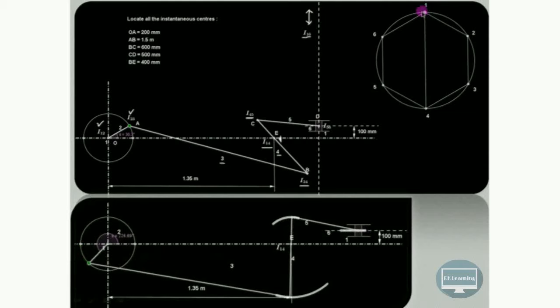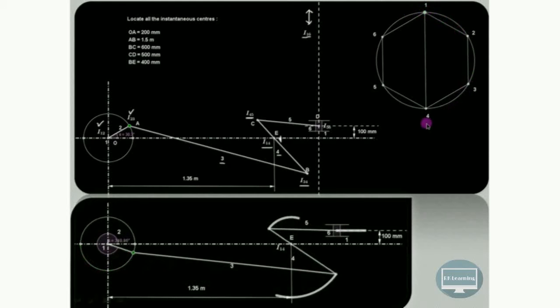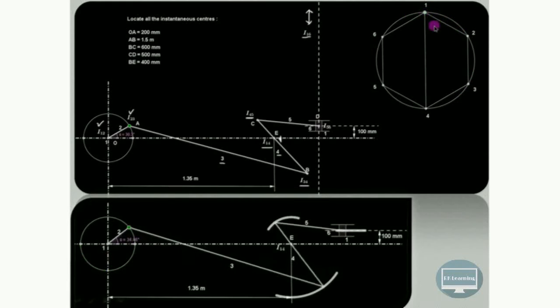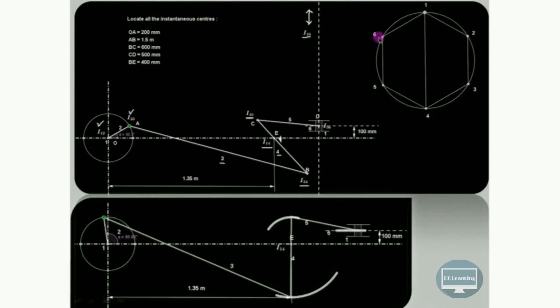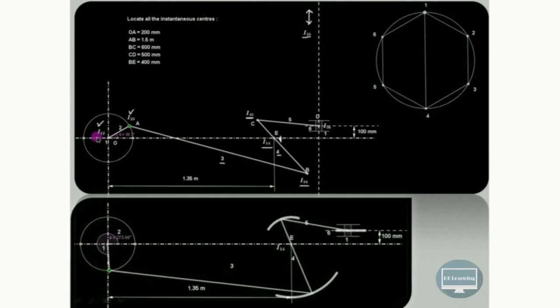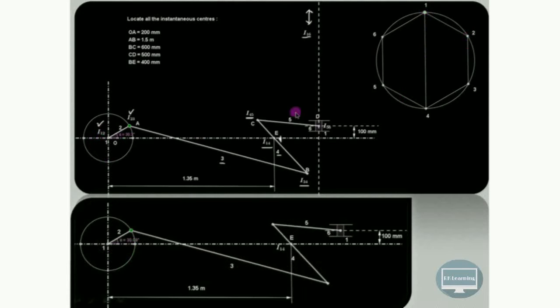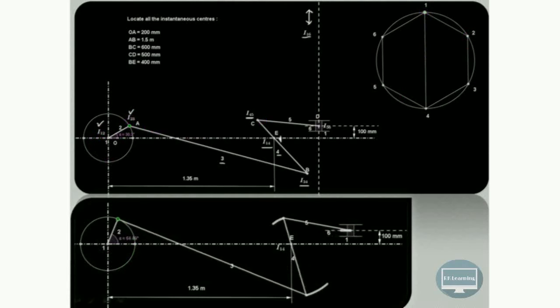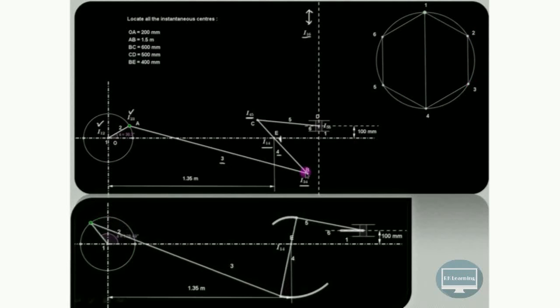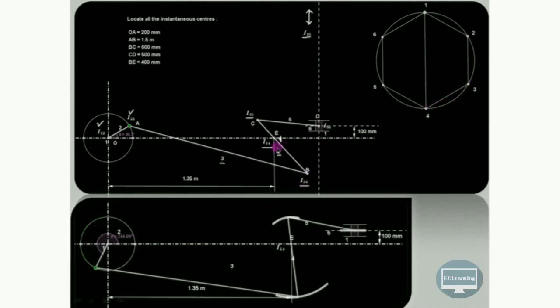Now we have drawn this circle diagram. We have divided this circle diagram according to the number of links, that is, there are 6 links: 1, 2, 3, 4, 5 and 6. So divide this circle into 6 parts. Now the various ICRs which we have found by inspection, we can join by solid lines. So I12 is known to us, so join 1 to 2. Then 2, 3 is also known to us, so join that also by a solid line. Then 3, 4 is known by inspection, so join that line.